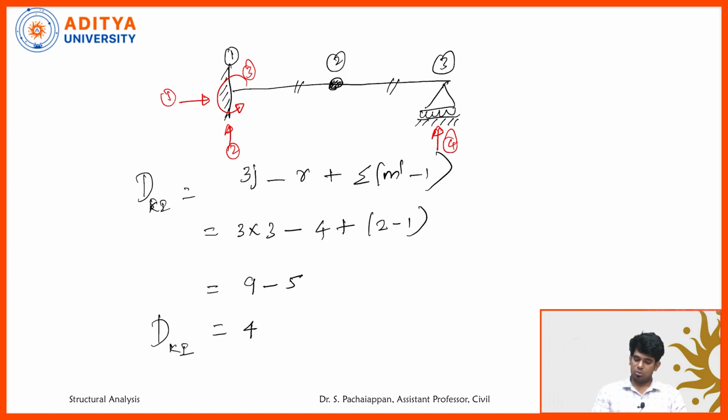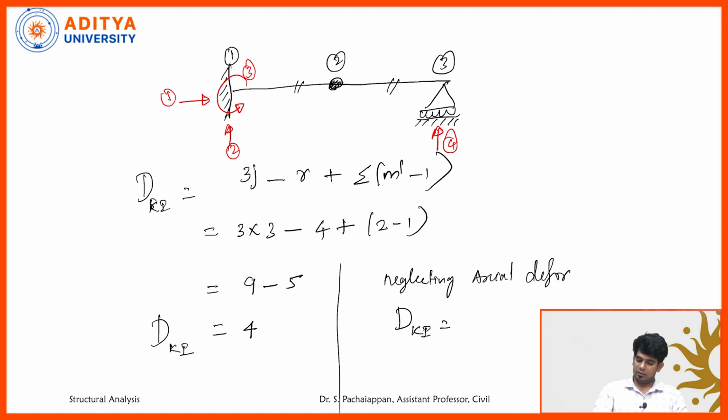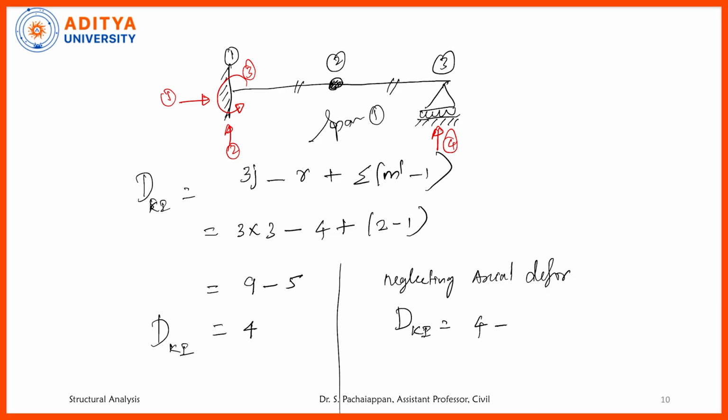Now, if you neglect the axial deformation, then for the degree of kinematic indeterminacy, how many spans are there? This is span 1. The span 1 comprises one member with the internal hinge. So 4 minus 1 equals 3. So this is the answer.